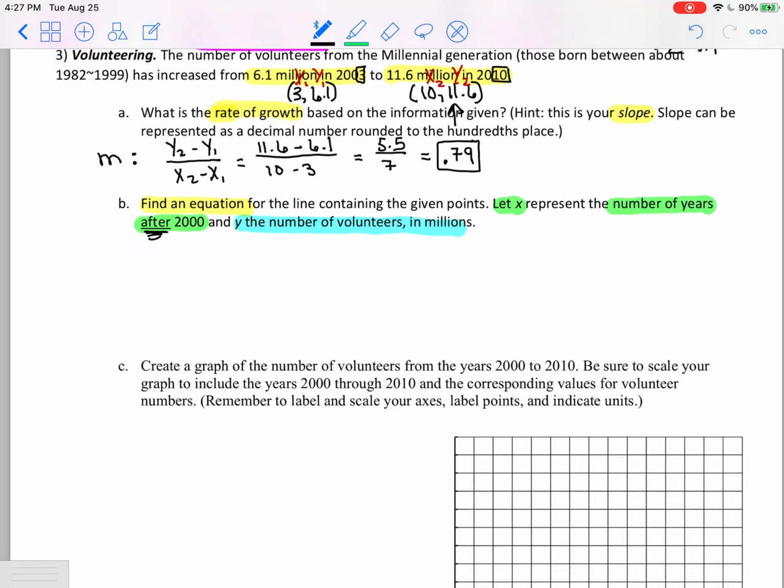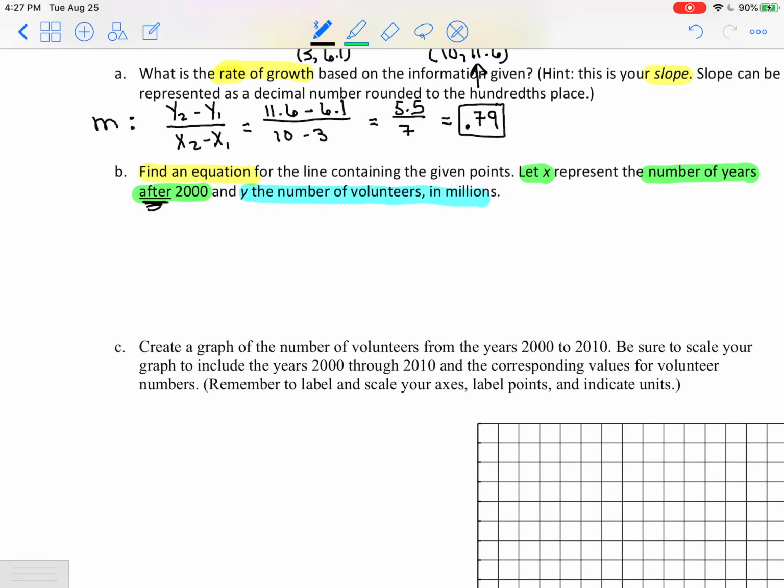All right, now our job is to find the equation of the line. So of course we also have to find b. We know m, but we have to find b. Okay, how do we do that? We plug in one of the given points.